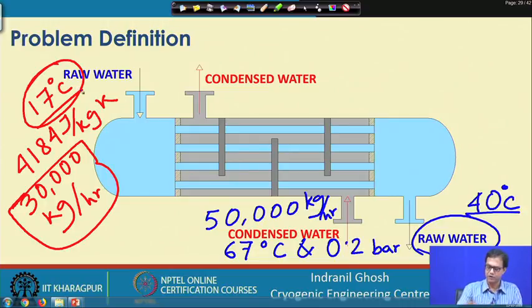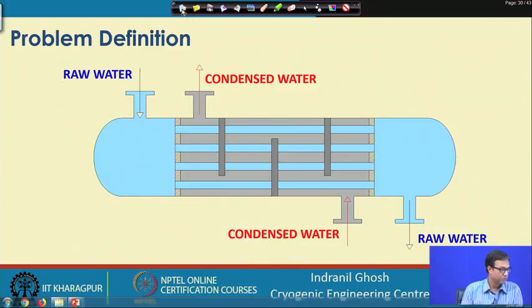So, this raw water is going to get heated up, and it will be heated up by the condensed water, and its flow rate and its inlet temperature is given. And what we intend to do is that the raw water should not be, at any time, less than 40 degree centigrade. Now, what are the other conditions that have already been specified? Let us look into that.